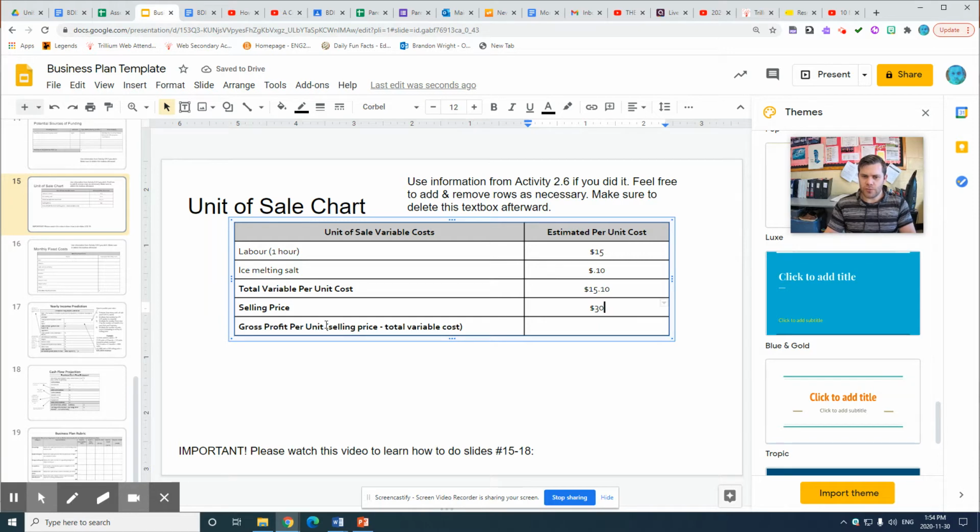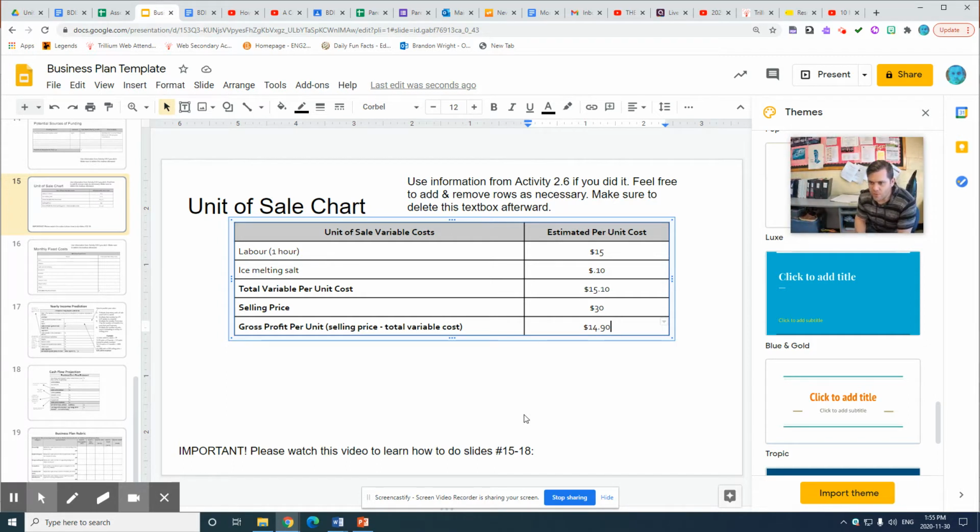Now to calculate gross profit per unit, I take my selling price and I subtract my total variable cost. This is how much it costs me to shovel a driveway. So selling price minus total variable cost is $14.90. That math you can just do in your head, but I'm going to grab my calculator. For the next few slides, I will need a calculator.